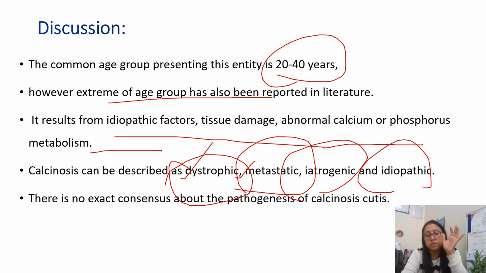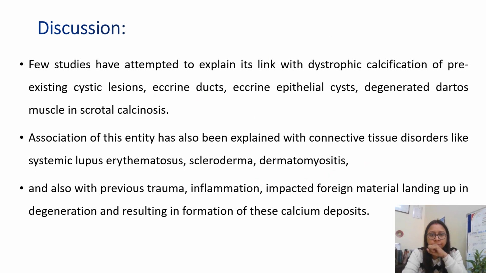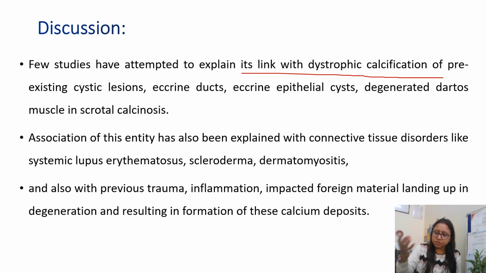However, there is no exact consensus about the pathogenesis of calcinosis cutis. Few studies have attempted to link it with dystrophic calcification, that is, there was a pre-existing lesion which is getting damaged and releasing calcium. In dystrophic calcification, calcium salts are getting deposited locally in dying, dead tissue. So they tried to link it with a pre-existing cystic lesion, eccrine duct lesion, eccrine epithelial cyst, degenerated dartos muscle in scrotal calcinosis. So they are linking it to dystrophic calcification.